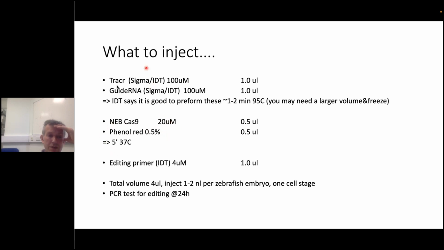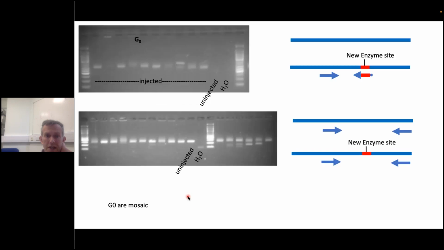And then you keep them at 37 for a few minutes. Then when the active CRISPR-Cas9 complex has formed, you add the editing primer. And this is then what we inject into the zebrafish again. And then we do a PCR test for the editing after 24 hours. And this is what you hopefully should get.